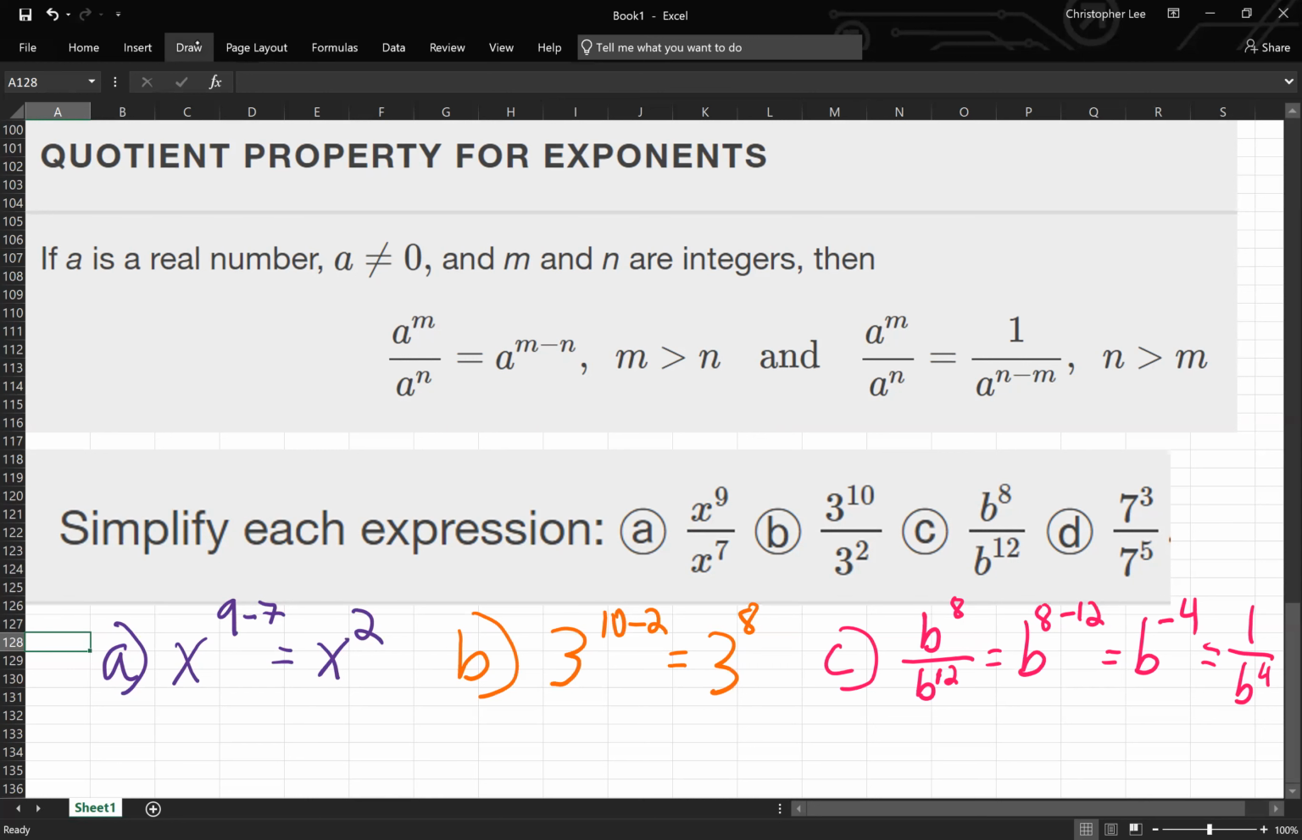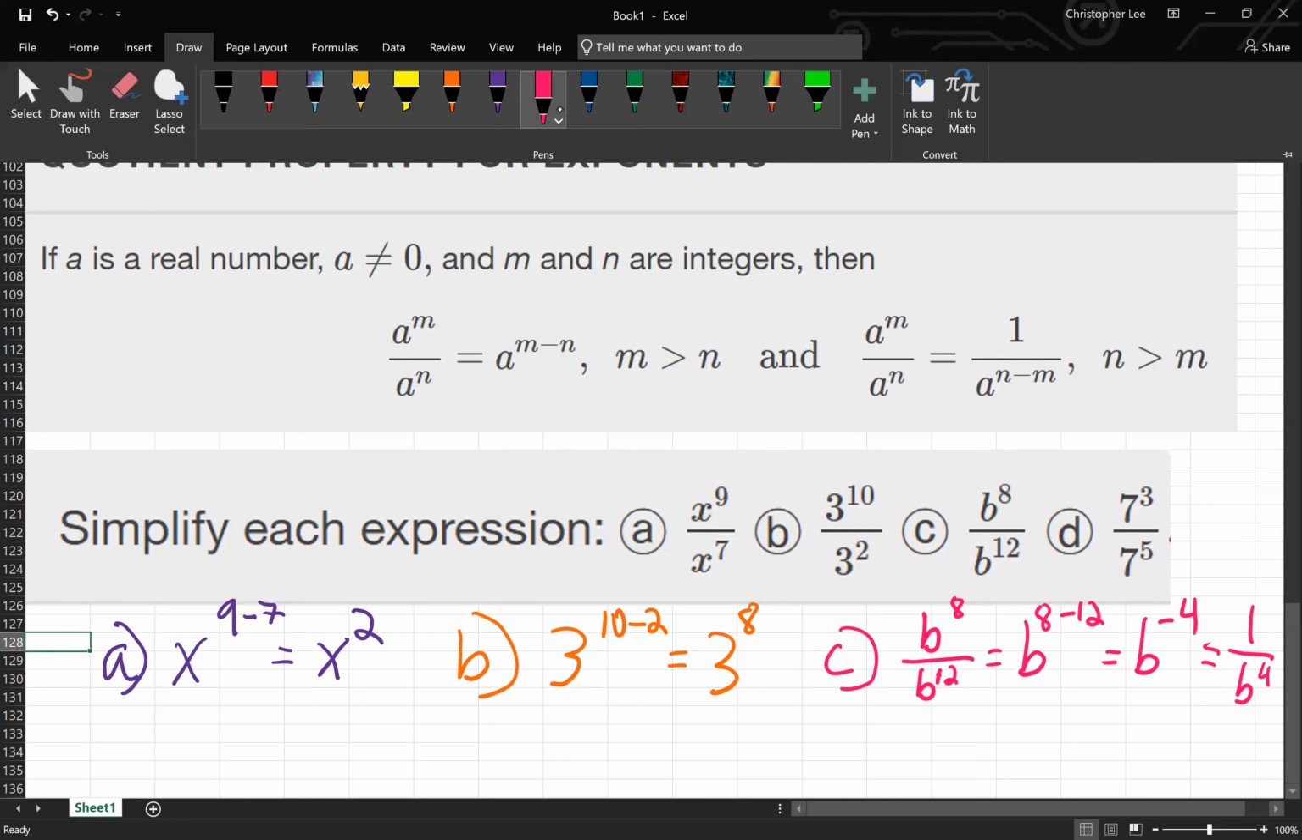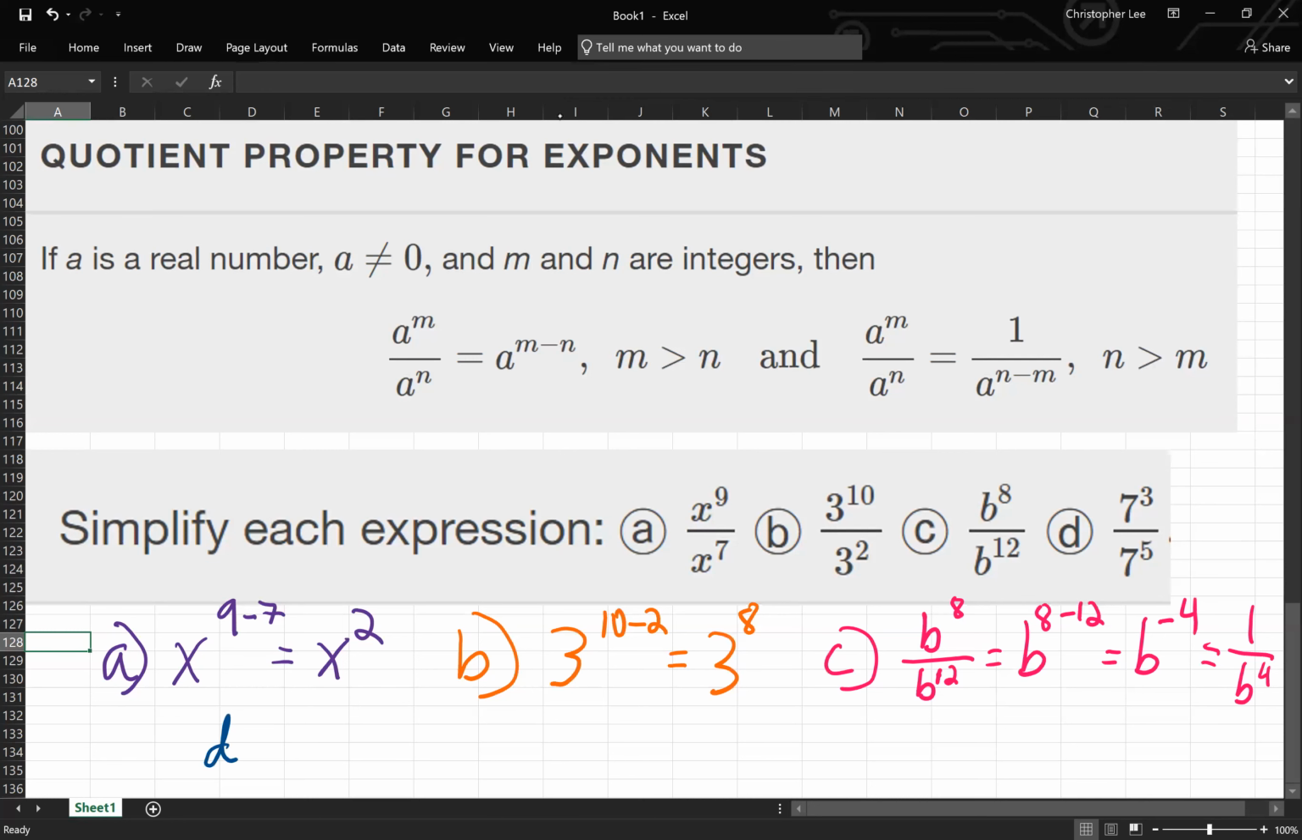Let's try that with D. Hold up, I got to change another color. We'll do blue for D now. So what about D? I got 7 to the third power divided by 7 to the fifth power. You already know this is going to be 7 to the 3 minus 5 power, or 7 to the negative 2 power. Because it's negative, throw it in the denominator, make it positive. So it's going to become 1 over 7 to the second power. And of course, I know y'all know that 7 to the second power is 49, whatever. Just looking for this.